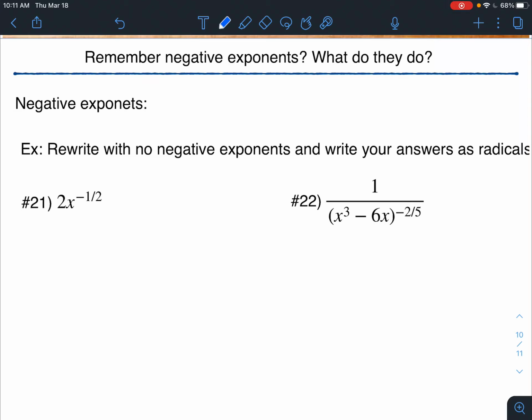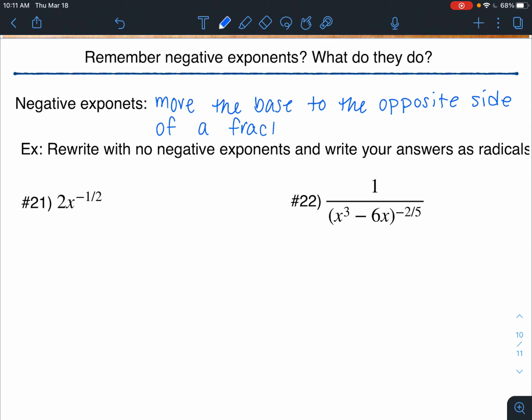So we can also combine negative exponents with fractional exponents to deal with negative radicals. So negative exponents, remember, they move the base to the opposite side of a fraction. So if we have a negative exponent in the numerator, it means that the base wants to go to the denominator. If you have a negative exponent in the denominator, it means it wants to come up to the numerator.